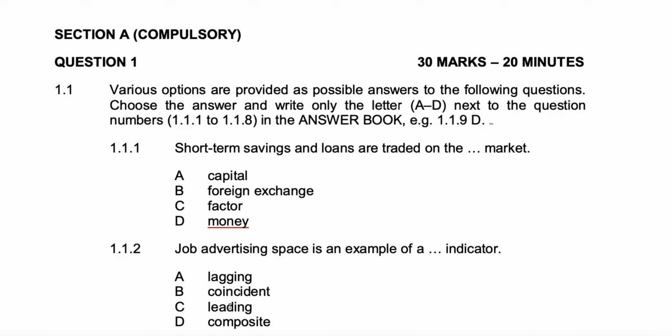Job advertising space is an example of a leading indicator, because of what would happen before the economy actually turns around. Let's say we are going through a downswing, maybe a depression, and then policymakers become expansionary with fiscal and monetary policy, and that can turn things around. Before things actually turn around, the first thing that happens, let me pick one policy, let's say monetary policy, is that interest rates are lowered.